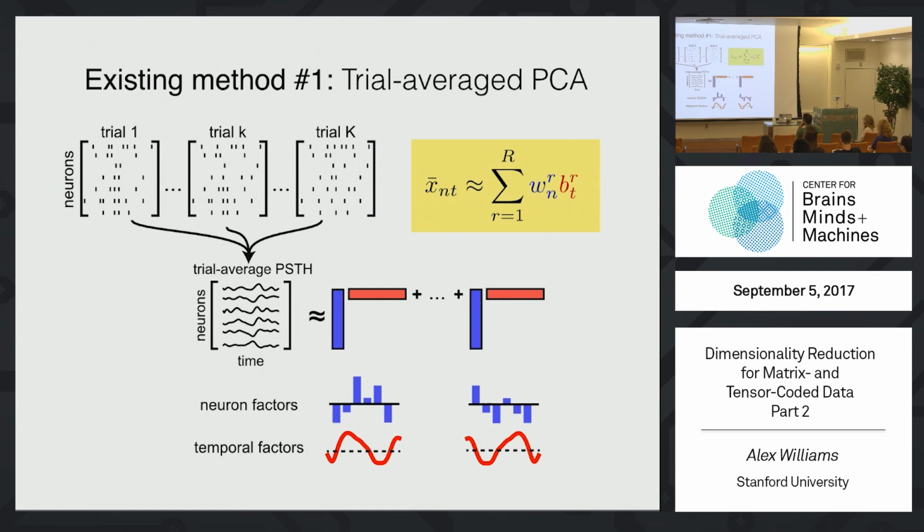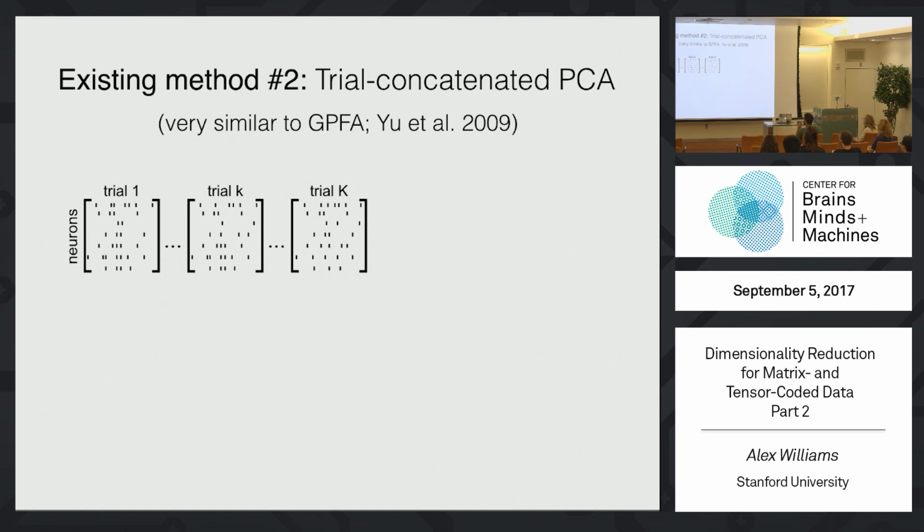OK, so this actually works quite well in certain contexts and has led to a lot of understanding. Things that come to mind would be work from Mark Churchland and others in looking at low-dimensional representations of motor dynamics. But this only really works if you're not interested in the trial-to-trial variability. So Byron Yu and others came up with a similar technique called Gaussian process factor analysis. And I'm not going to talk about that explicitly.